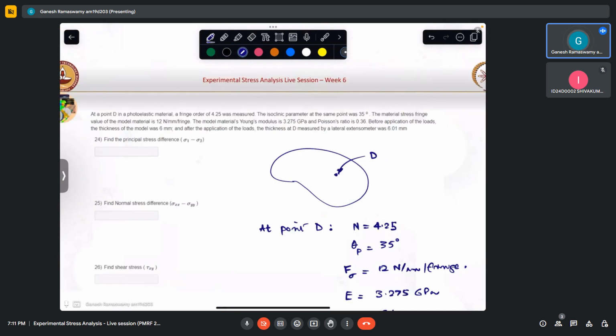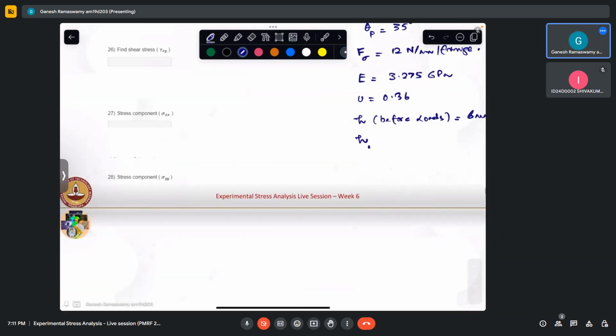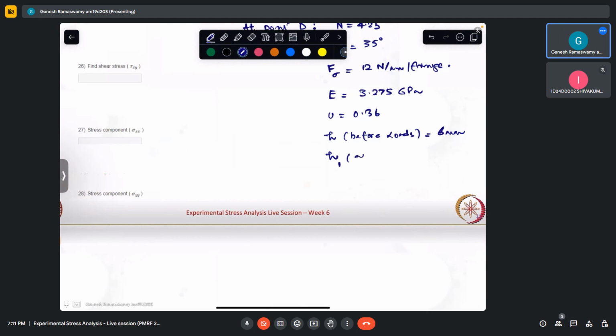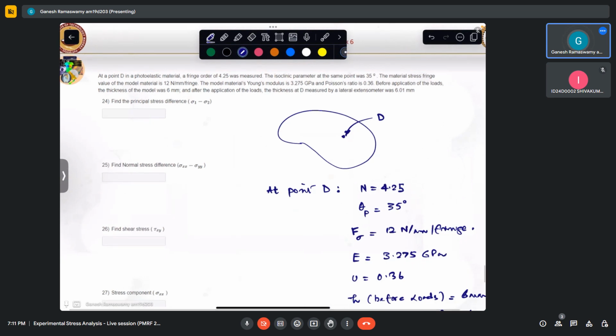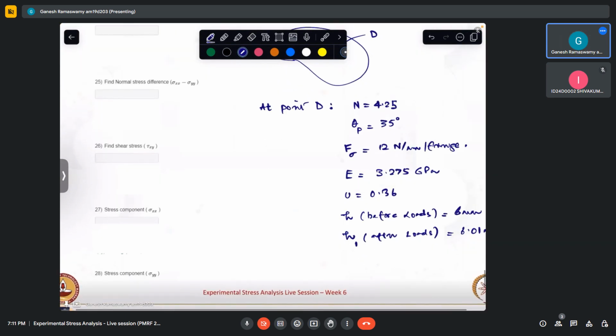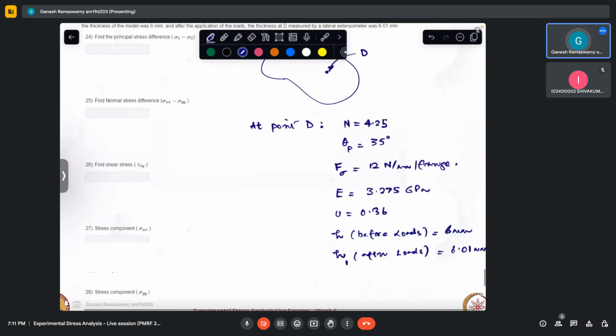And after the application of the load, the thickness at D at this point measured by a lateral extensometer was 6.01 mm. So H1 after loading is 6.01 mm. So it is 0.01 mm, it has increased. So what is asked is find the principal stress difference. So for principal stress difference, let us invoke the stress optic law.